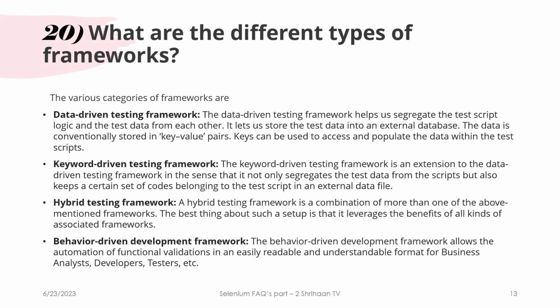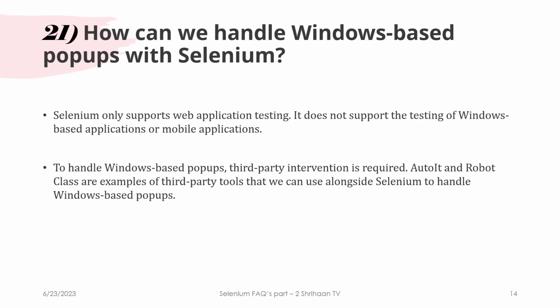So moving on to the next question. How can we handle Windows-based pop-ups with Selenium? Selenium only supports web application testing. It doesn't support the testing of Windows-based applications or mobile applications. To handle Windows-based pop-ups, third-party intervention is required. AutoIt and Robot Class are examples of third-party tools you use alongside Selenium to handle Windows-based pop-ups.